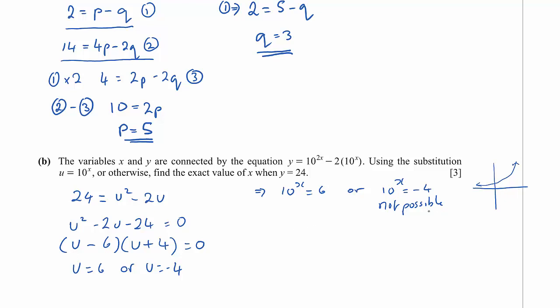So let's take log to the base 10 of both sides there, and then the x comes down, x log 10, well that's just 1, so x is going to be log to the base 10 of 6.